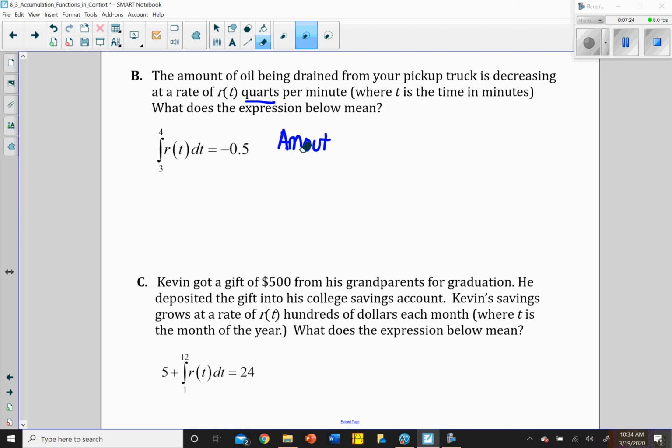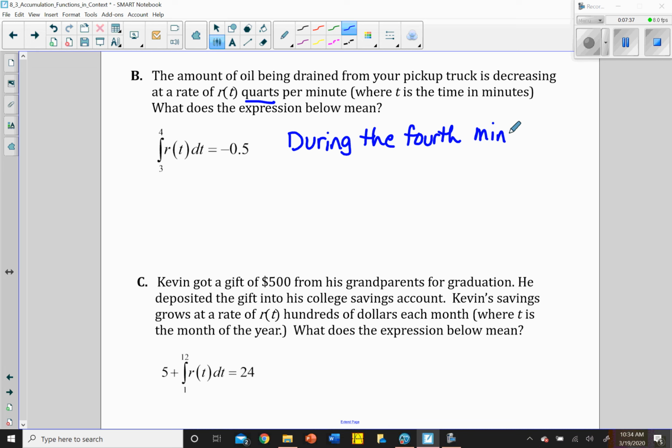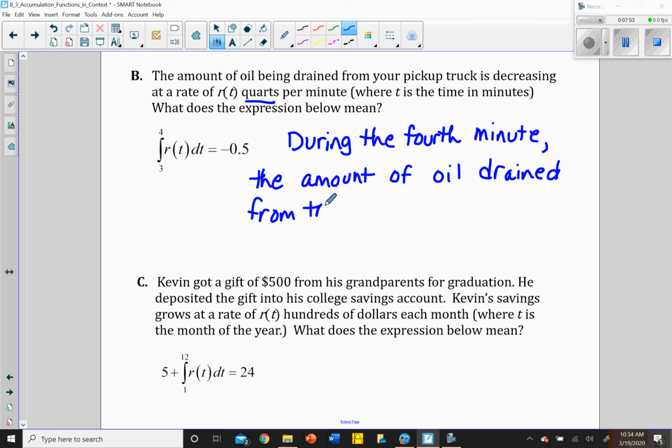Got to put the time in there. During the 4th minute, the amount of oil that drained from your truck decreased by 1/2 quart.